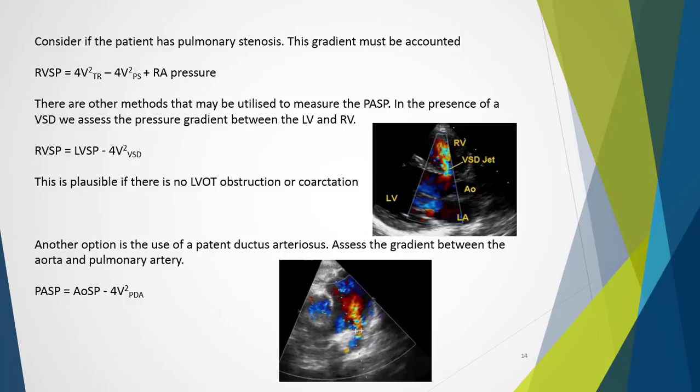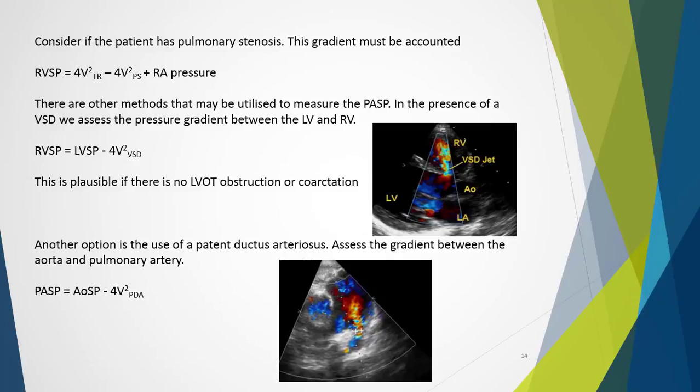Also consider that there are other methods that may be utilized to measure the pulmonary artery systolic pressure. In the presence of a ventricular septal defect, we assess the pressure gradient between the left ventricle and right ventricle. By recording systolic blood pressure, we can manipulate the simplified Bernoulli. Right ventricular systolic pressure is equal to left ventricular systolic pressure minus 4v squared of the velocity through the VSD. This is plausible if there is no LVOT obstruction or coarctation in the left arm, which is used for BP. However, the measurement, unless the patient is monitored, cannot be made instantaneously.